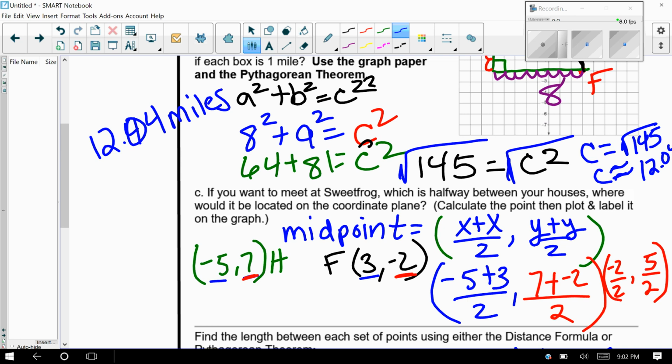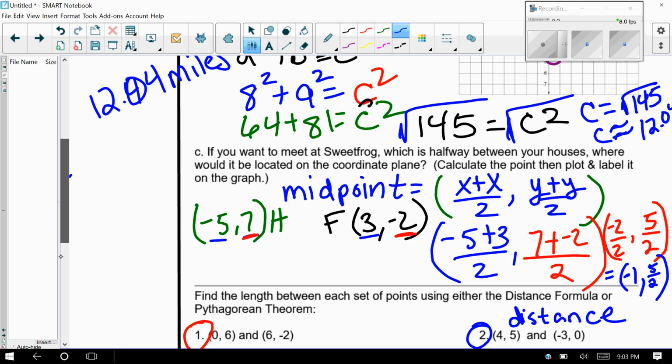So -2 divided by 2, anything divided by itself is 1, but we do have a negative right here. So our answer is going to be -1, comma, just leave that 5 over 2 there. You can also put 2.5 if you would like. I like the fractions. So 5 over 2 is our answer. So -1, comma, 5 over 2 is our answer. Midpoint will have 2 coordinates, x coordinate and y coordinate. Don't forget the negative. Don't forget it. Good. All right, so -1, comma, 5 over 2.